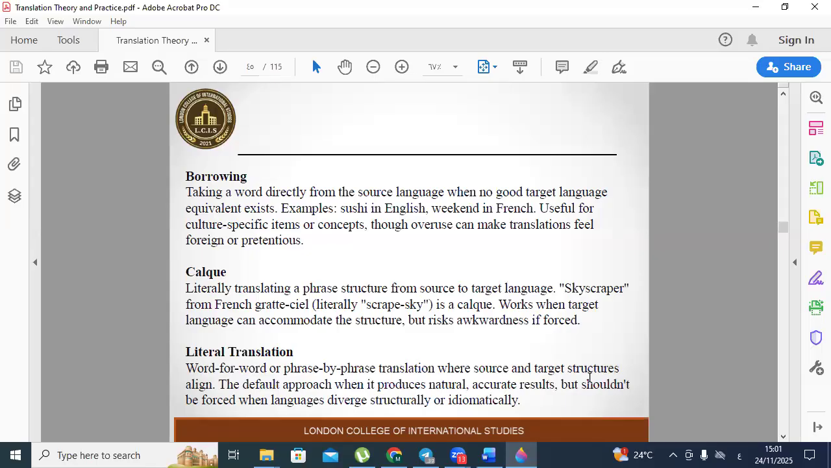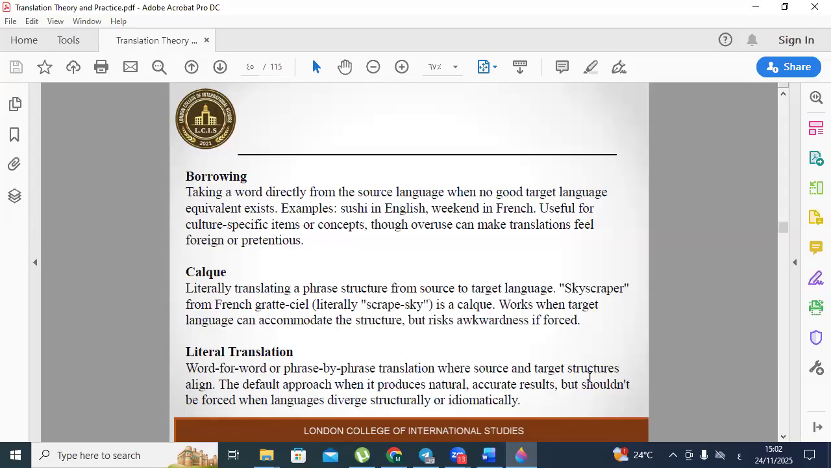pretentious. Calque, which means literally translating a phrase structure from source to target language. Skyscraper from French gratte-ciel, literally scrape-sky, is a calque. Works when the target language can accommodate the structure but risks awkwardness if forced.